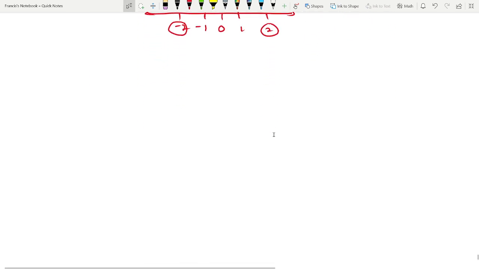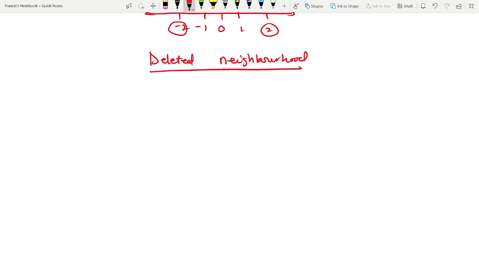What we are going to talk about next is what we call deleted neighborhood. When you say deleted neighborhood, this is almost the same as the normal or the delta neighborhood. So this is the delta deleted neighborhood. The reason why we use the word deleted here means we take away the center. So the center is not included.